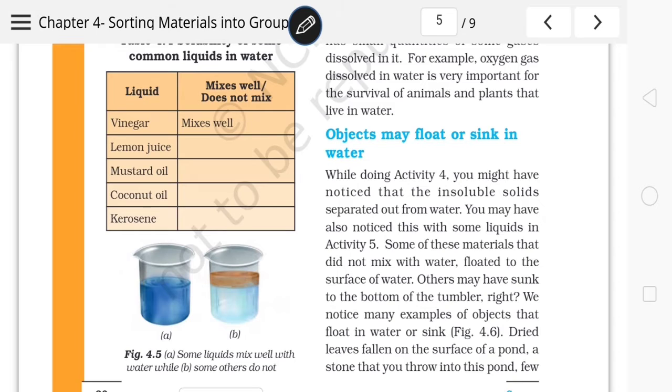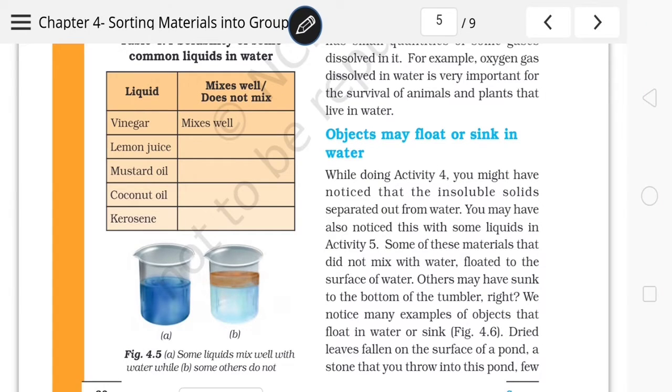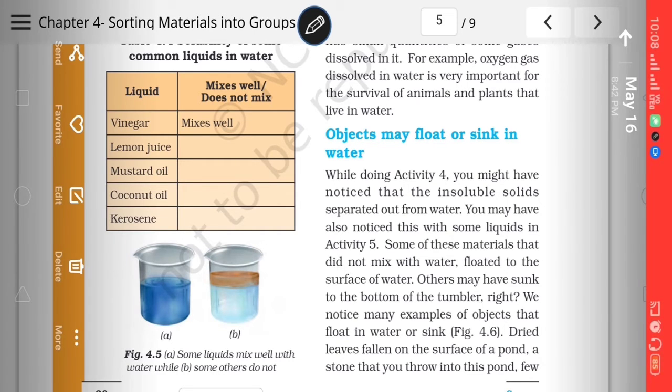So, as we were with the lesson sorting materials into groups, so far we have discussed the properties of materials. Some of the properties we have already discussed in the previous video were hardness, appearance, and soluble or insoluble. When we were discussing solubility, we found that some of the substances get mixed, while some others do not get mixed. The substances which get mixed were soluble and those which do not get mixed were known as insoluble.